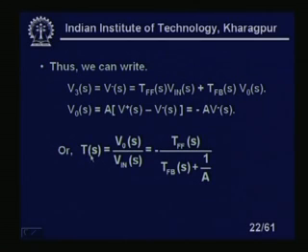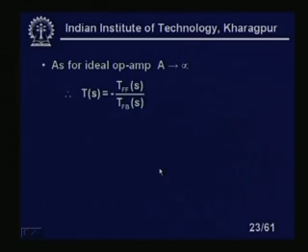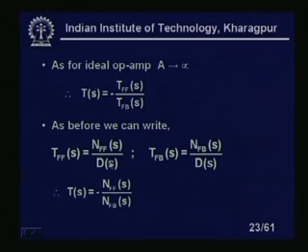So, I can write the transfer function T(s) equal to V0(s) upon Vin(s) equal to minus TFF(s) upon TFB(s) plus 1 by A. As for an ideal op amp, A tends to infinity, then the transfer function T(s) equal to minus TFF(s) upon TFB(s). As before we know DFF equal to DFB equal to D. So, obviously, as before we can write TFF(s) equal to NFF(s) by D(s), TFB(s) equal to NFB(s) by D(s). So, D(s) will cancel out. So, T(s) equal to minus NFF(s) upon NFB(s), right.